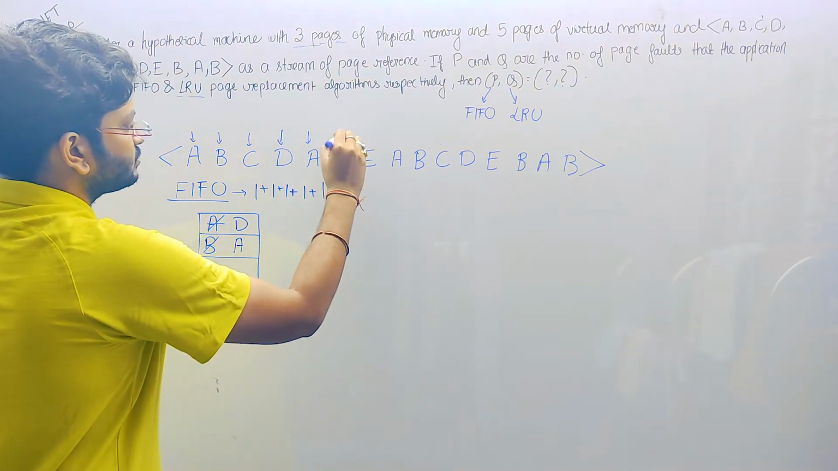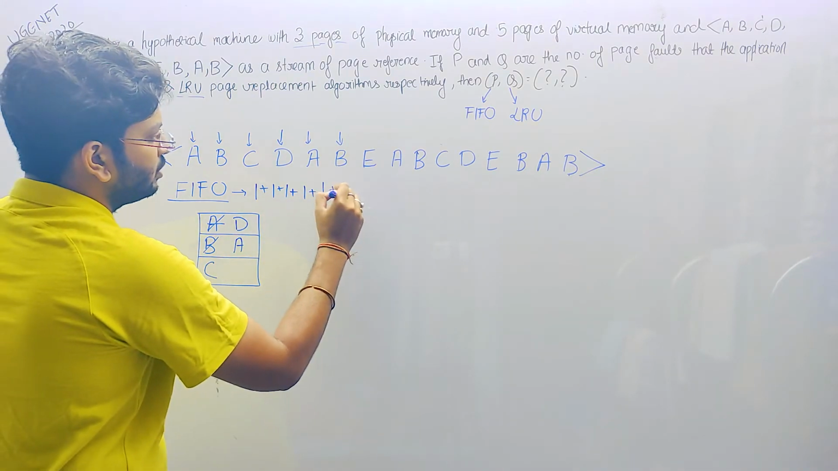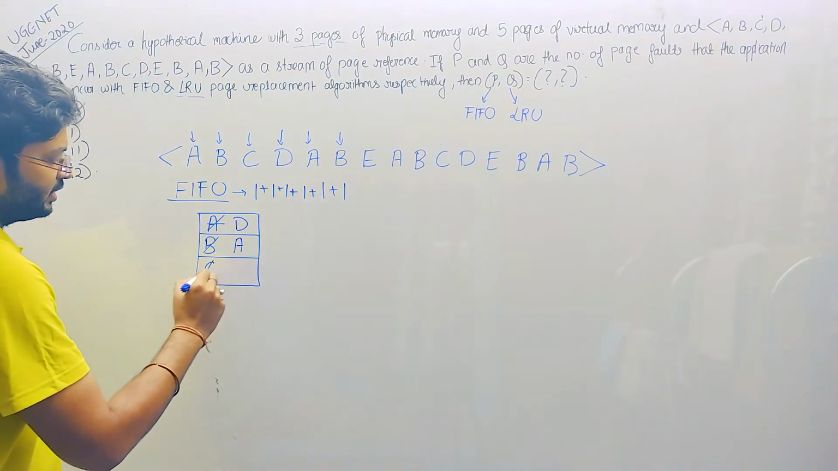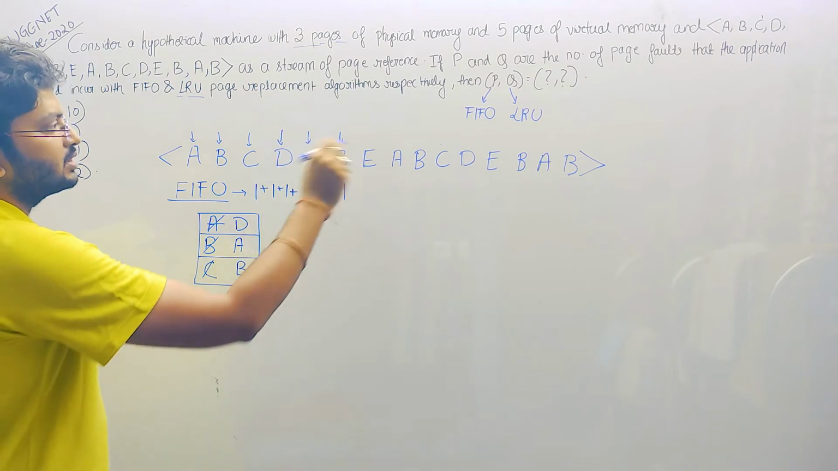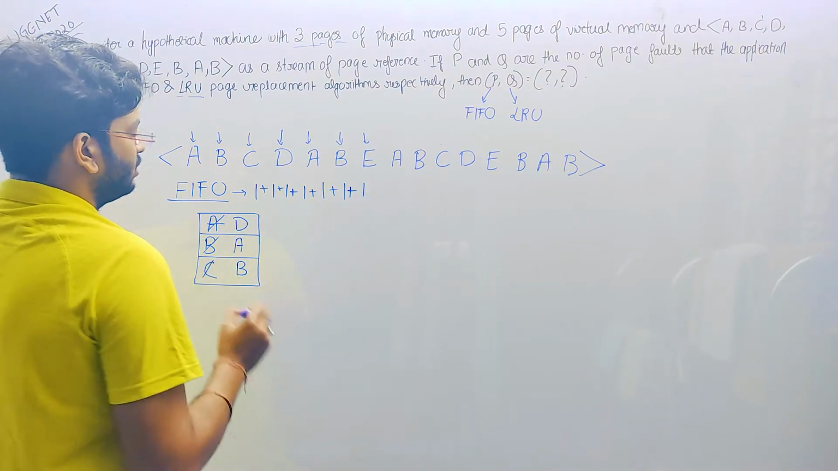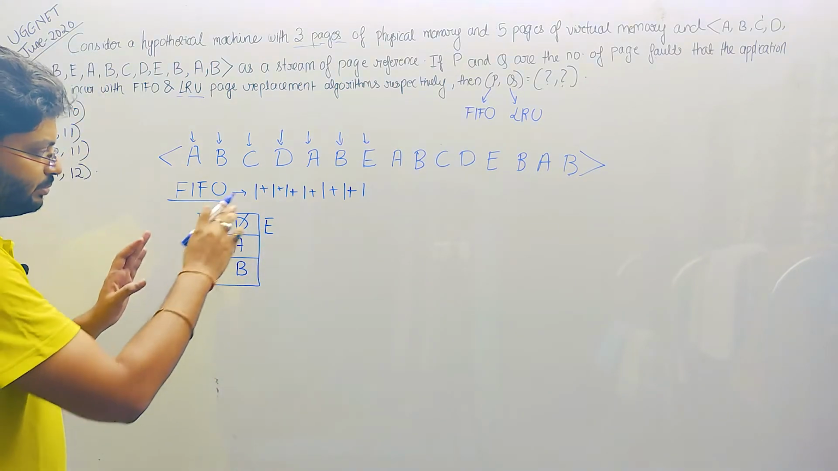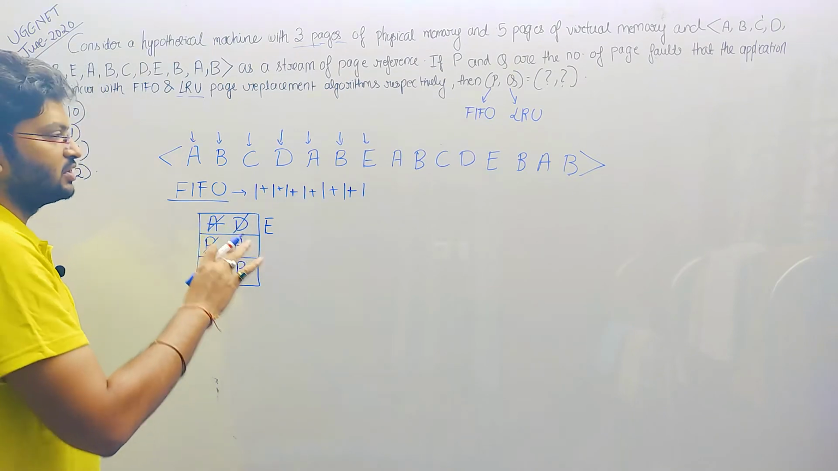Next comes B. So B is also not there. So for B 1 page fault, so I will be inserting B here. Next comes E. E is also not present, 1 page fault for E. E will be inserted here. First in first out: in place of this, D is the one which was first inserted.